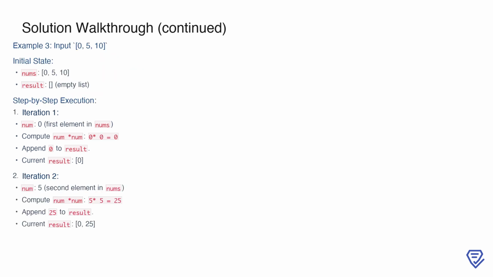In this example, the input list is 0, 5, 10. Starting with an empty result list, we process the first number, 0. Squaring it results in 0 * 0 equals 0. We append this value to the result, which now holds 0. In the second iteration, the number is 5. Its square, 5 * 5, equals 25. Adding this value updates the result to 0, 25.